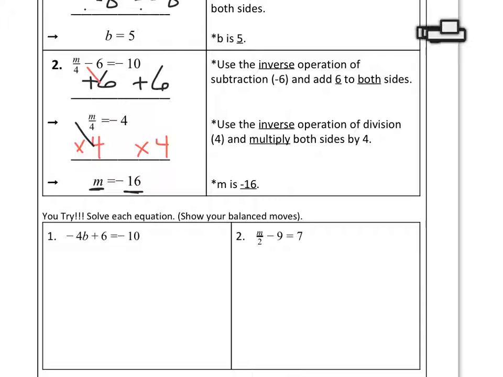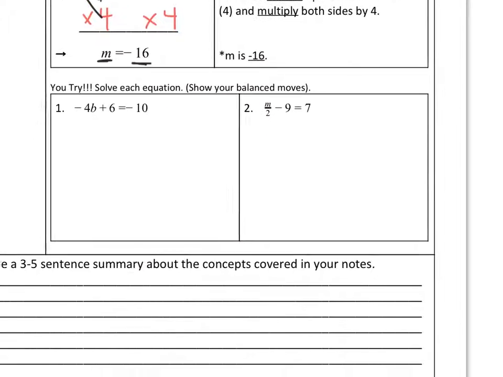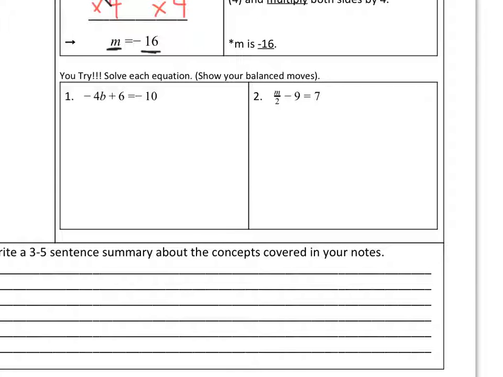Follow the steps from these two examples and see if you could figure these two out on your own. Remember, start with the number away from the variable. So start getting rid of the 6, then get rid of the minus 4. Start by getting rid of the 9, the minus 9, then get rid of the 2. Try those now. Let's see how you did.